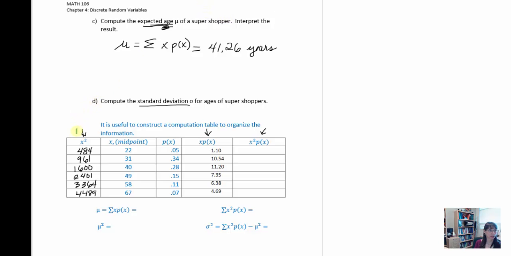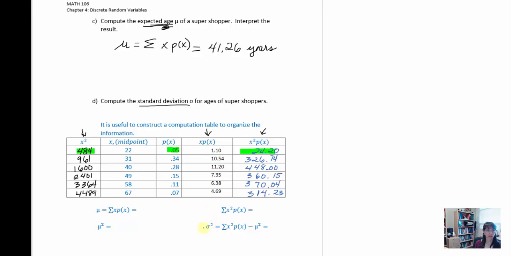Now we're going to take that x squared value and multiply it with the probability of x. So we're taking 484, multiplying by 0.05, and that will fill in the product. So our calculations, x squared times the probability of x, we've got 24.2, 326.74, 448, 360.15, 370.04, and 314.23.